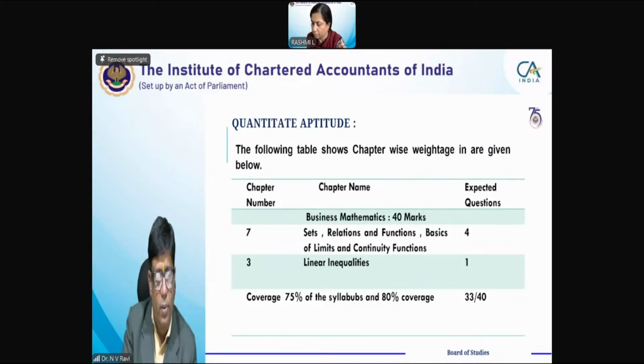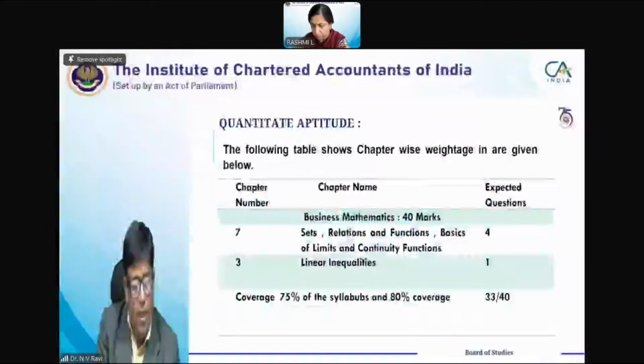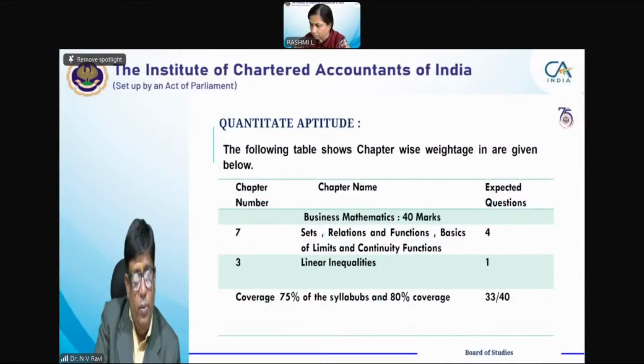And if you look at these two chapters, 4, 1, 6 and 2, we can get the coverage of 50% of the syllabus and 70% of the weightage of the business mathematics. Next, if you look at chapter 7 and chapter 3, the coverage is 75% of the syllabus, and combining all this, 80% coverage is there.